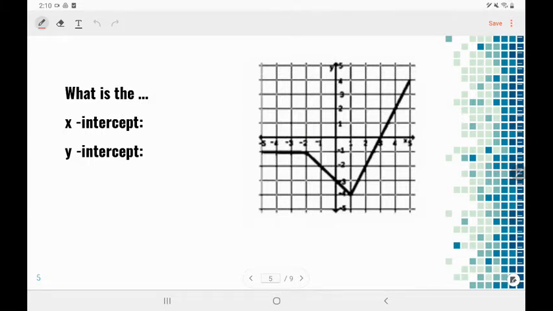Remember, an x-intercept is where my graph or my picture crosses the x-axis. So if this is my x-axis, my picture crosses at this point right here, which is 3. So my x-intercept is 3. If I wrote that as an ordered pair, that would be (3, 0). My y-intercept is where it crosses the y-axis. So at this point right here, which is at -3, if I wrote that as an ordered pair, that would be (0, -3).